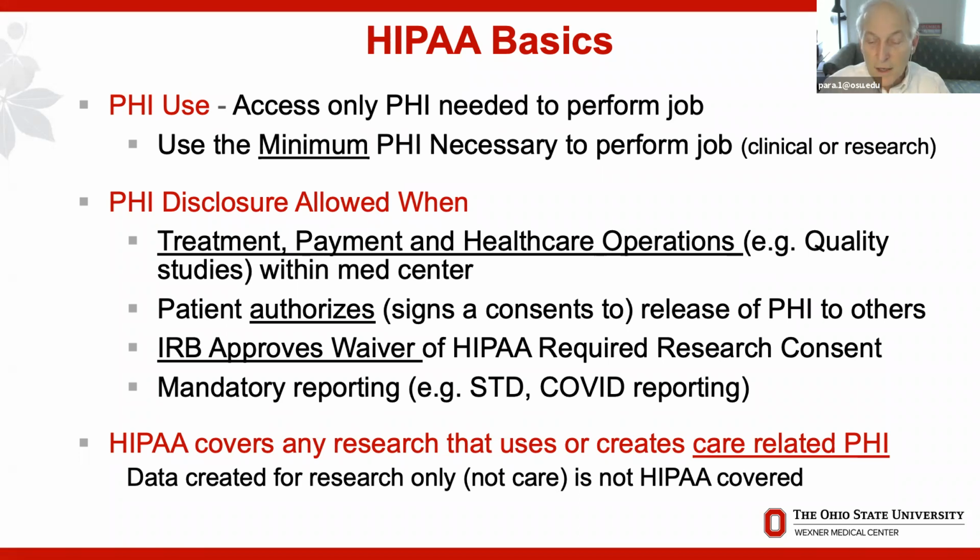And then finally, personal health information gets released if there's an epidemic or certain types of diseases that are reportable by state law. Certain STDs are reportable. COVID now is reportable. Other conditions are reportable, and we have to release that PHI.